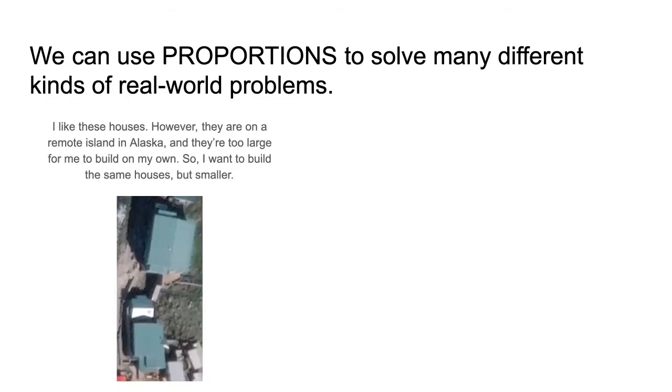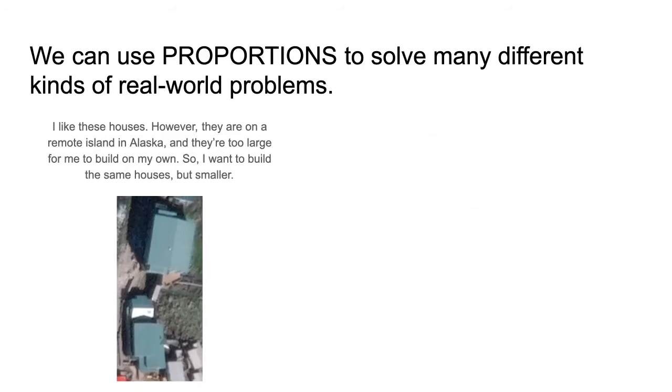For example, one thing I like to do in my free time is I like to go on maps, and I just like to zoom in into random places that I've never been before. These two houses I found on a remote island in Alaska. I found these houses, and I like these houses. Let's say I wanted to build my own, but they're too large and I don't have enough building material. So I want to build the same exact houses, but smaller.